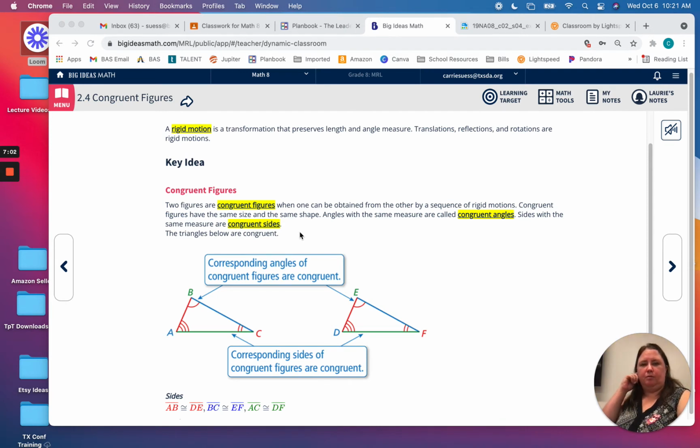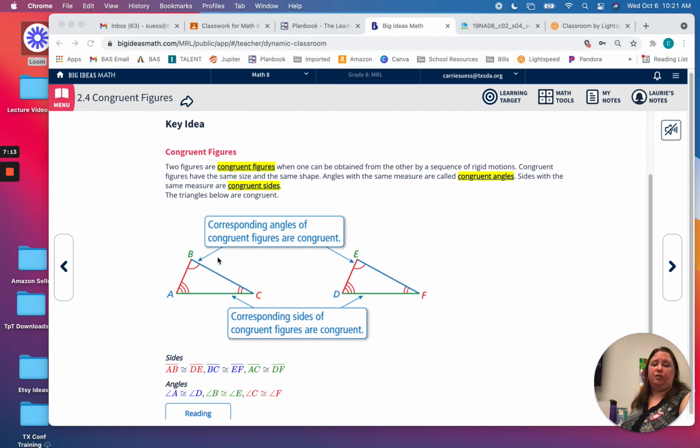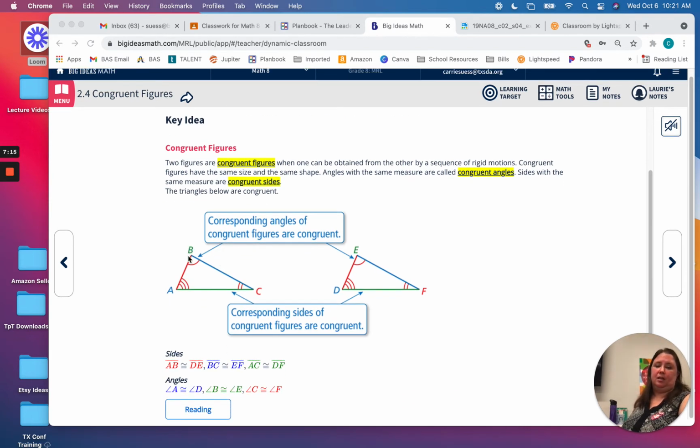Congruent figures are the same size and same shape. Angles with the same measure are called congruent angles. And then sides with the same measure are called congruent sides. So if you look at this diagram, you can see side AB is congruent to DE. See how it's colored red? Side length BC is congruent to EF, because the same color. AC is congruent to DF. You see that? And this is how they've labeled it.